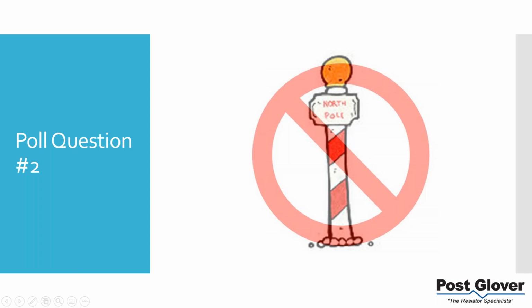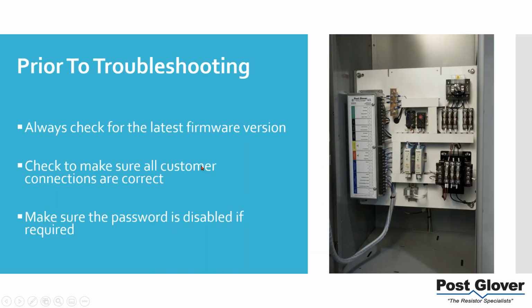Let's go ahead and move on. All right, so let's go into troubleshooting of the unit. Essentially, this is your main interface. This is your controls in the back. If you open the door, this is what you see.